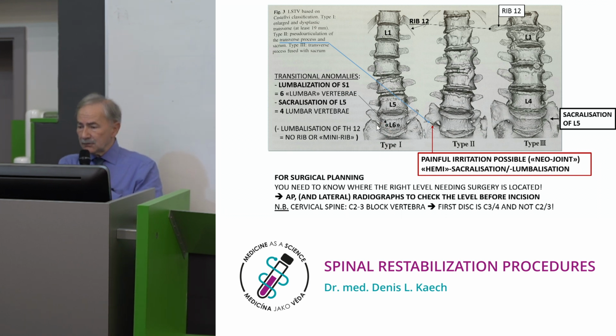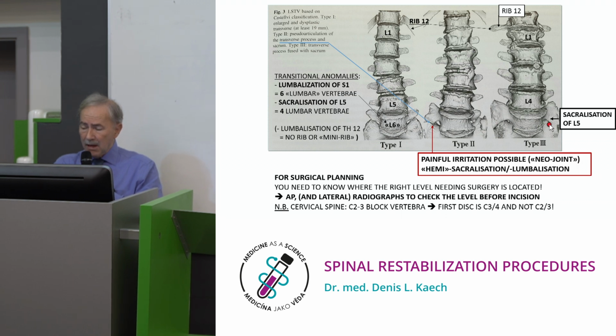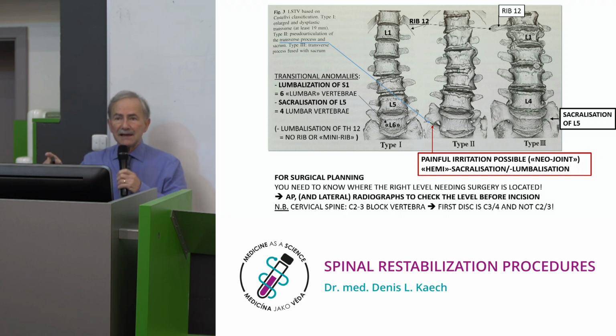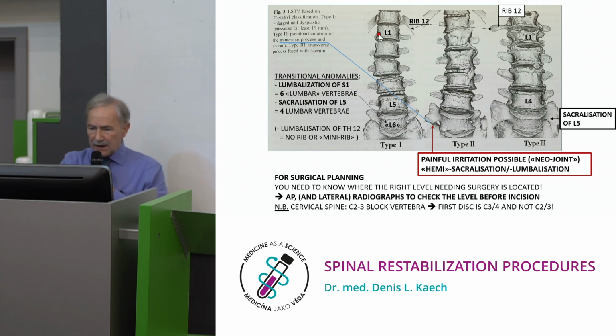And on the other hand, you can have a sacralization of L5. This L5 vertebra is fused to the sacrum. The first mobile disc is L4, L5. You have asymmetrical ones where you can see that you have a large transverse process touching the sacrum. Sometimes this can cause pain. And it's important when you're going to operate on a spine to know which segment you're going to operate. You must identify the right level. So it's important to know about these transitional anomalies.